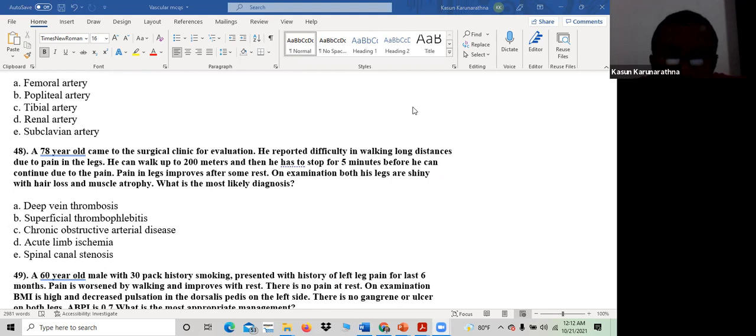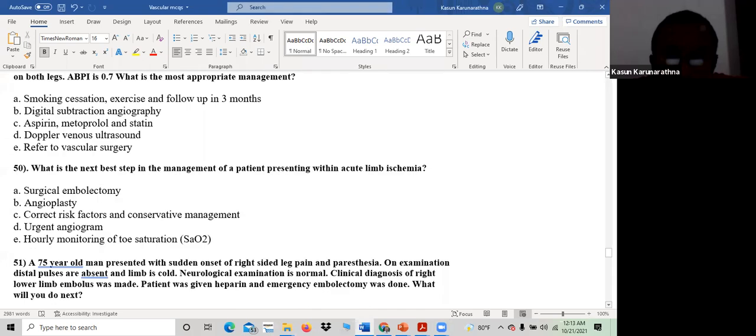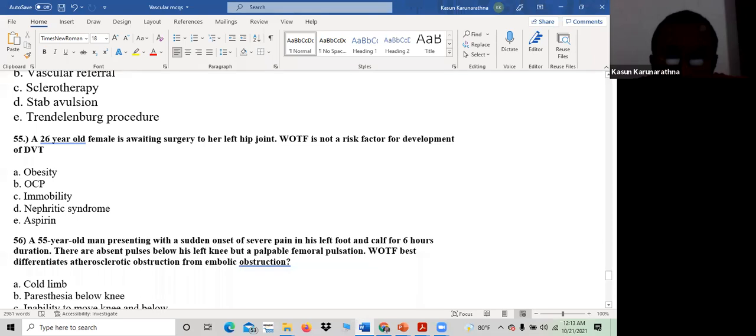Please repeat the answers for 30. Anyway, I'll get back to it. A 26-year-old female, risk factor for development of DVT, right? Not the nephrotic. Obviously, aspirin is not a risk factor, right?